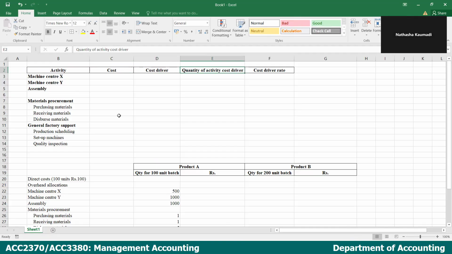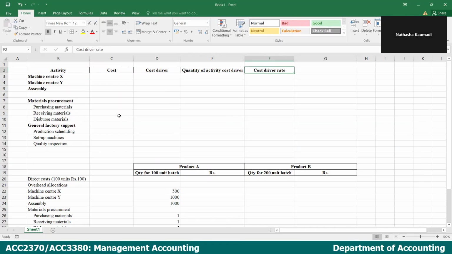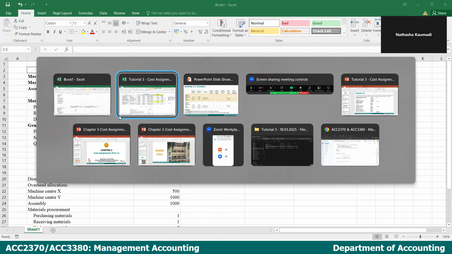And then how many hours or how many orders or how many production runs are there. And then what is the cost driver rate, right? This is what we are going to calculate. But the important thing, now the activities are given for only service departments, isn't it? Only for material procurement and the general factory support. But I told you, we can't forget the production departments as well. There are 3 production departments. So what are those production departments? X, Y, and assembly. We have to take that cost as well, first of all.